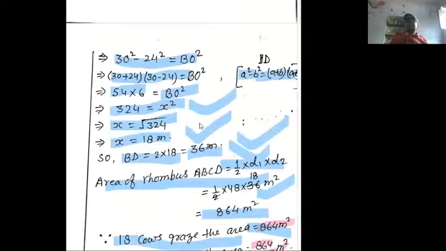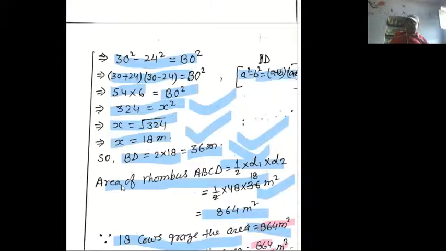So we have found OB is 18 meter. BD equal to 2 into OB. The 2 into 18 equal to 36. The second diagonal BD equal to 36 meter.